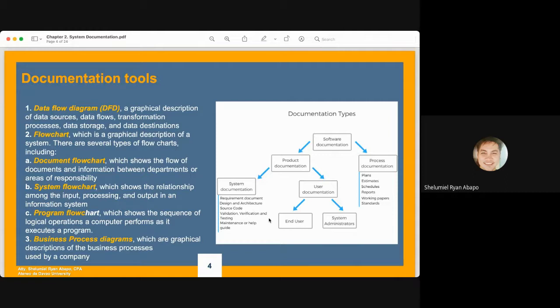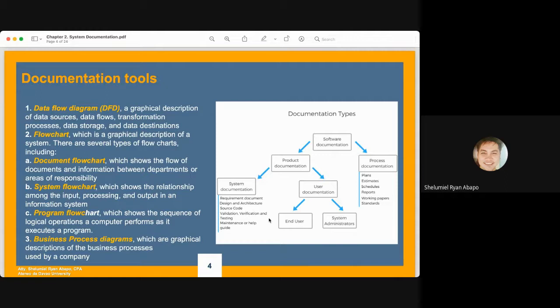We also have business process diagrams, which are graphical descriptions of the business processes used by a company. All right? Now, you can check in this illustration on the right side of the slide deck the documentation types. We have software documentation, which would include product documentation and process documentation.